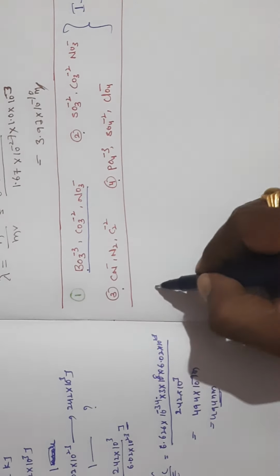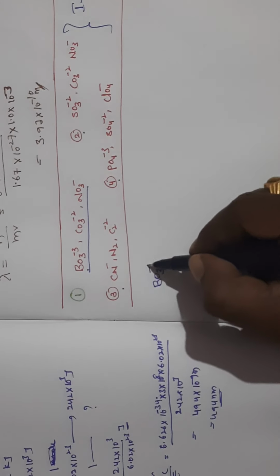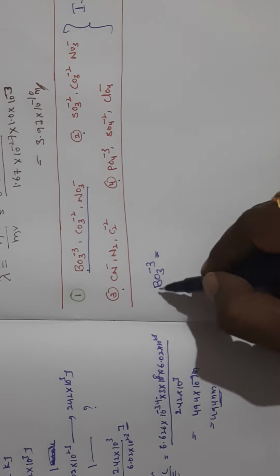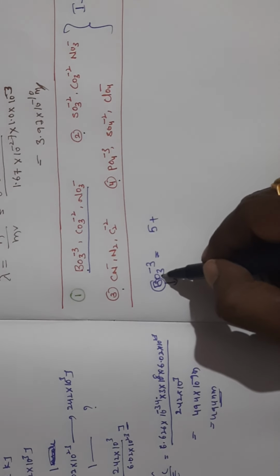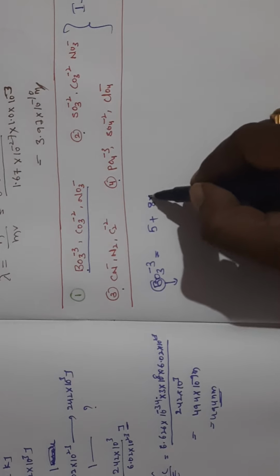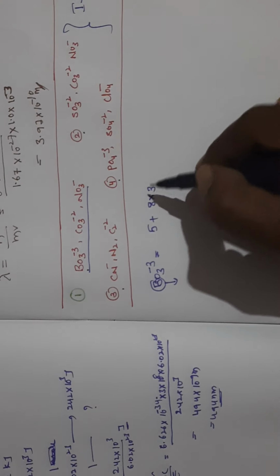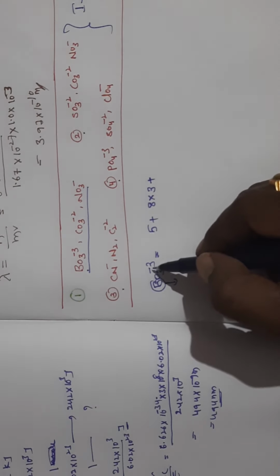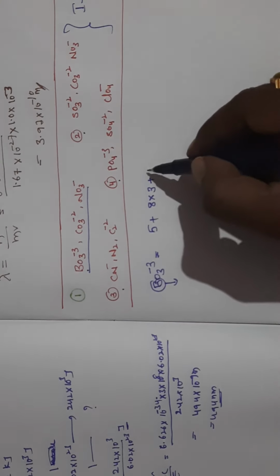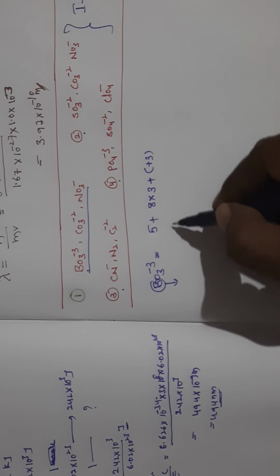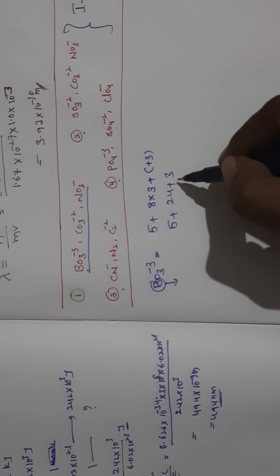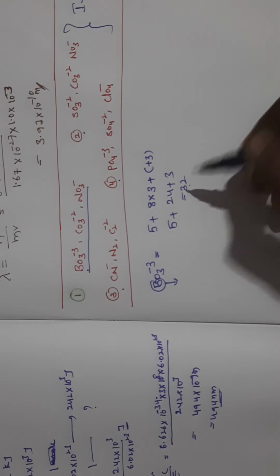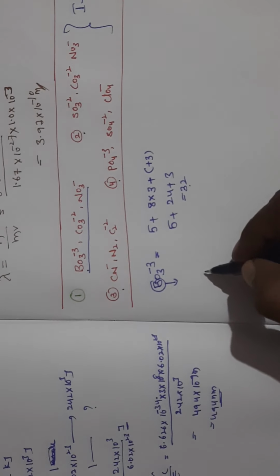First, BO3 minus 3 is there. First you select boron. Boron atomic number is 5, so 5 electrons. Oxygen atomic number is 8, so 8 electrons, and there are 3 oxygens, so 8 into 3, plus. Here minus 3 means it gains electrons, so it attains negative charge, so here you have to take plus 3. Total electrons: 5 plus 24 plus 3, so 32 electrons are there. Next, CO3 minus 2.